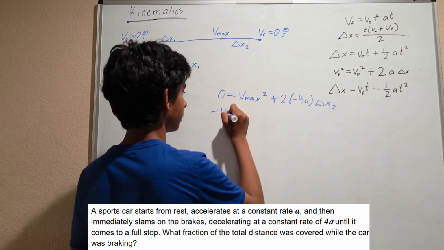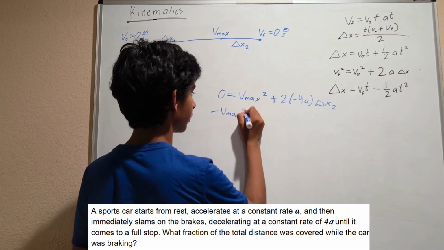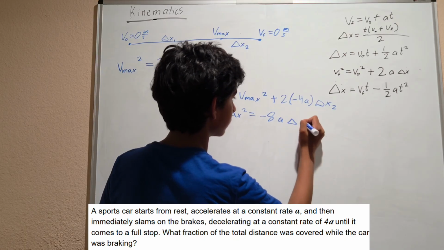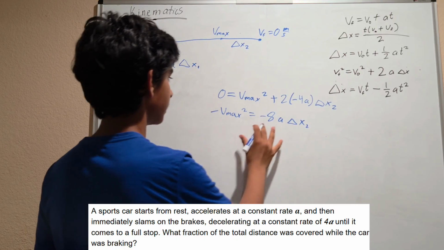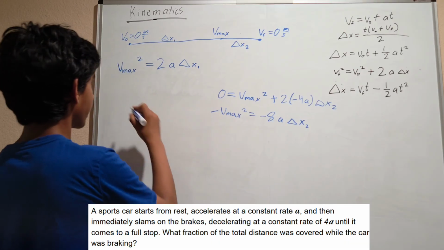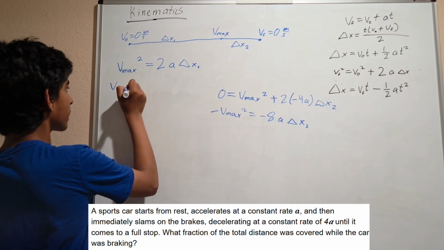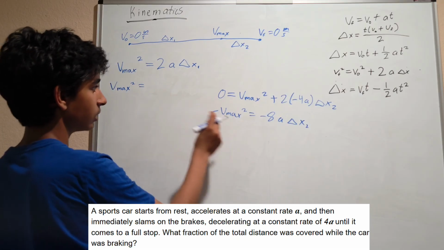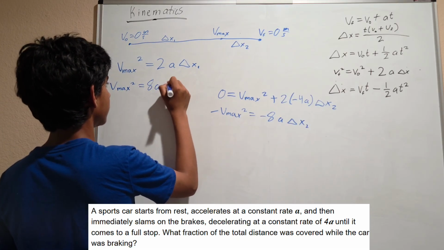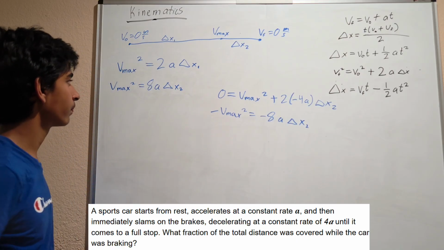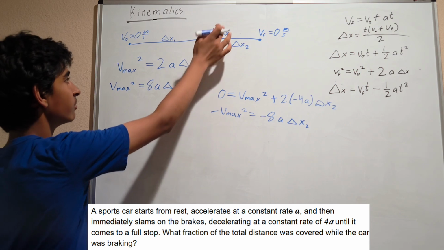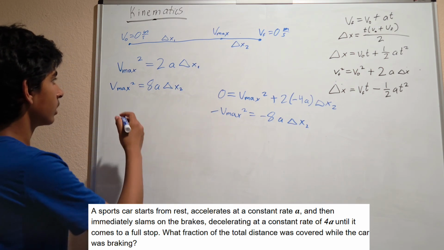Subtract Vmax squared from both sides and simplify this. And we get this. Now, if we multiply both sides by -1, we get Vmax squared is equal to 8a delta x2. And Vmax squared is the same for both of them since Vmax is a shared term.